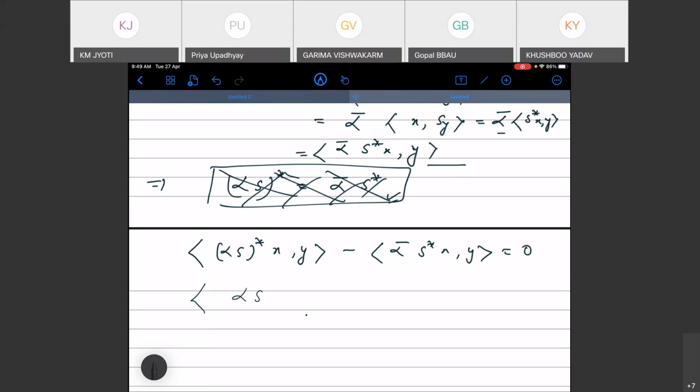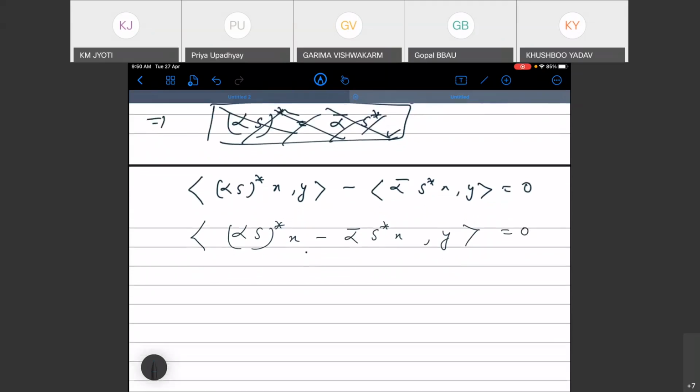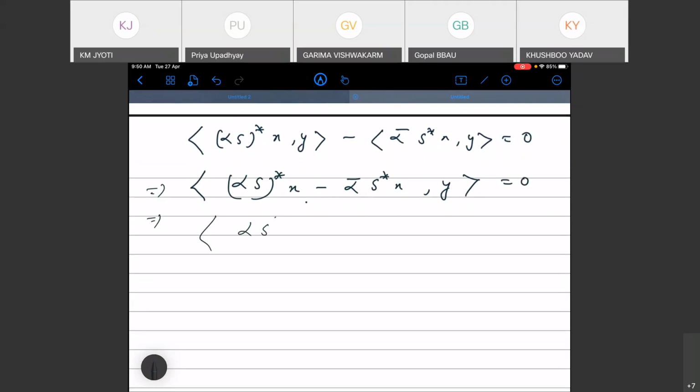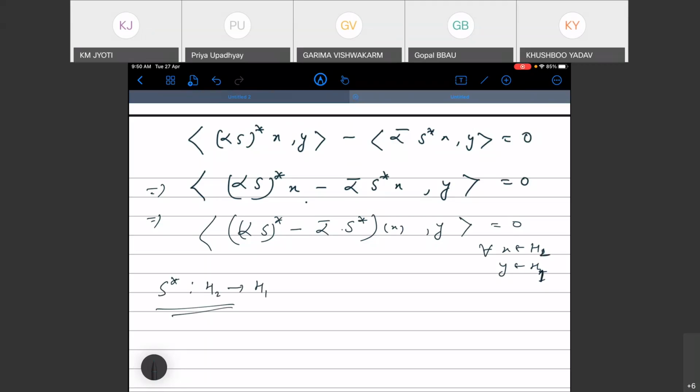So this is (alpha S) star x comma y minus alpha bar S star x comma y. This is (alpha S star minus alpha bar S star) x comma y equal to 0. And this is true for all x in H1, y in H2. Okay? Sir, यहाँ पर थोड़ा सा चेंज करें, x in H2, y in H1, because S star is a function from H2 to H1. Yes, sir. Okay?